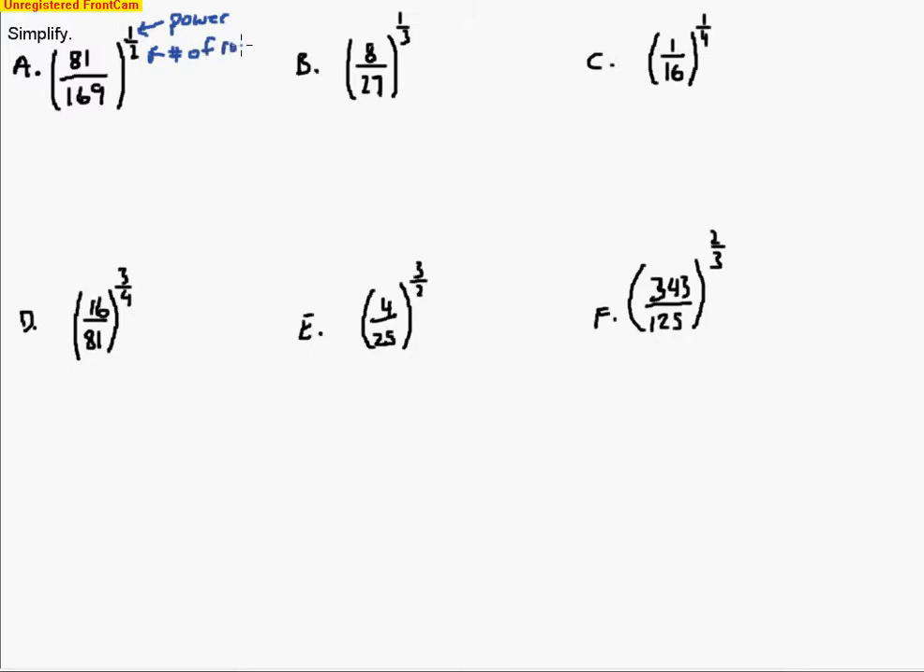So what that means is we're looking for two numbers that multiply to make 81 and 169. And then we're going to raise that to the first power. So we write down the square root of 81, all raised to the first power, but we're also going to do the same thing with 169. Two numbers that multiply to make 169, and then we'll raise that to the first power.